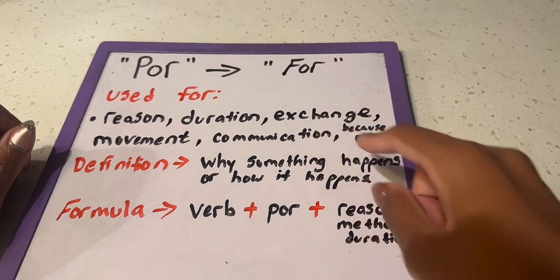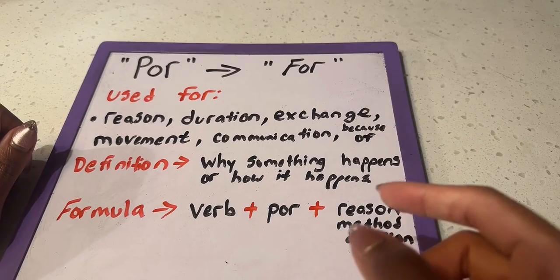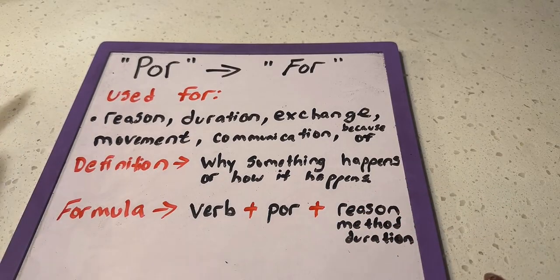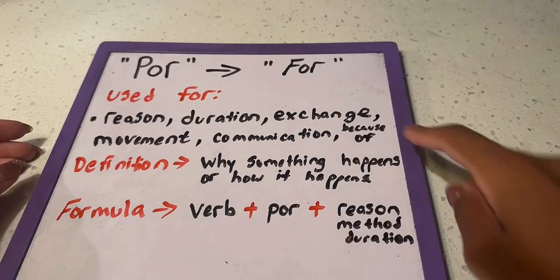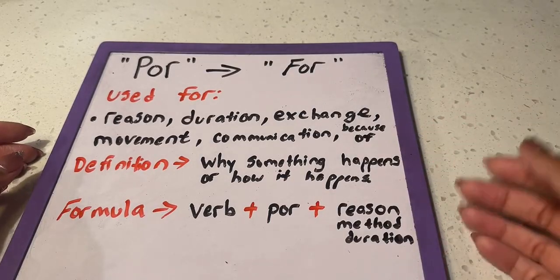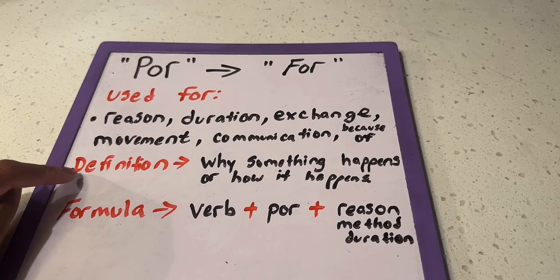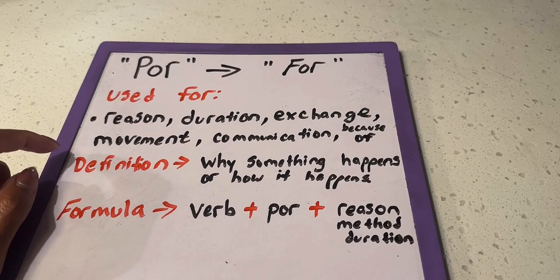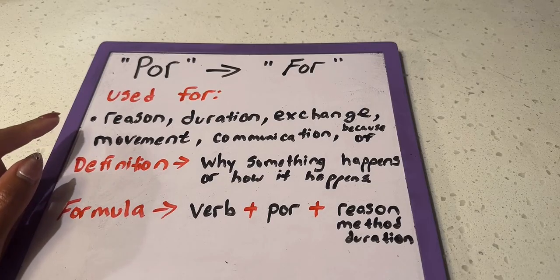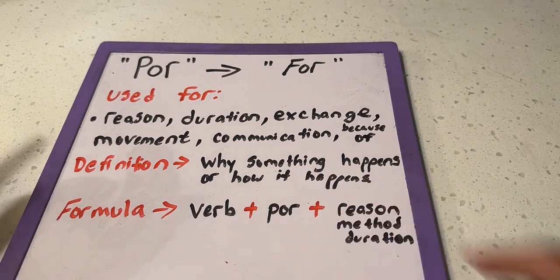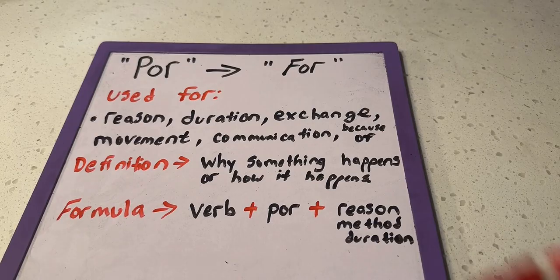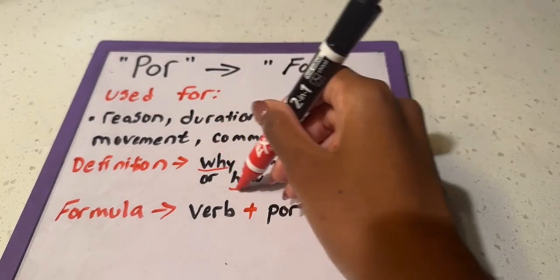It's for communication. Remember, one day last week, we did a Spanish conversation where I said, hablé con mi madre por teléfono, I talked to my mom by phone. So it's also a means of communication, and because of, like the reasons we talked about earlier. Now, if you need a clear-cut definition: why something happens or how it happens. Just remember it's the why and it's the how.